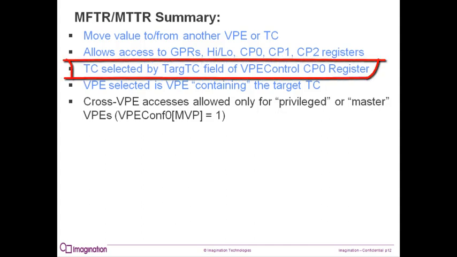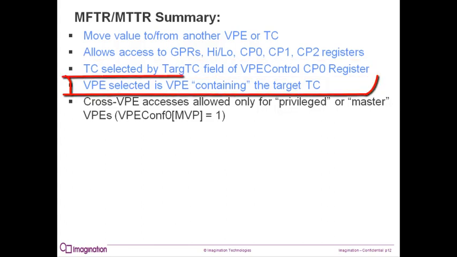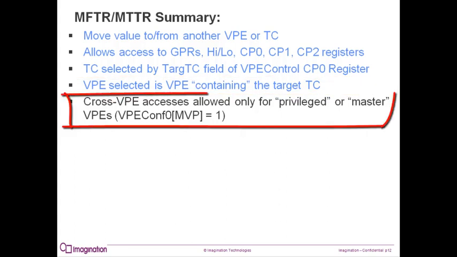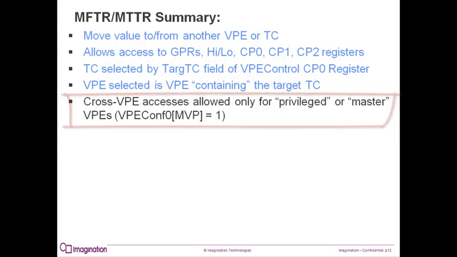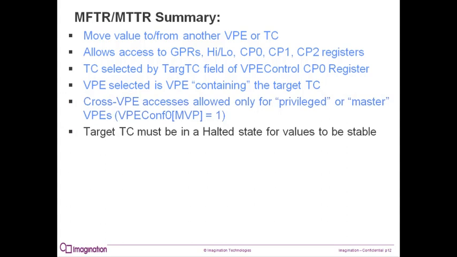First, you need to set the target TC in the VPE control register. Then make sure that the current VPE field in the target's TC bind register is set to the other VPE. Then set the MVP field of the VPE conf0 register. Last, the target thread must be in a halted state.